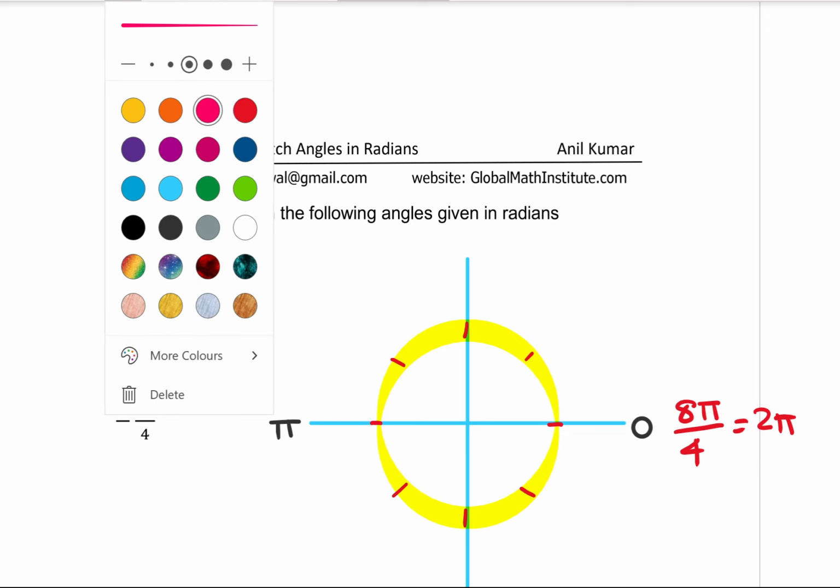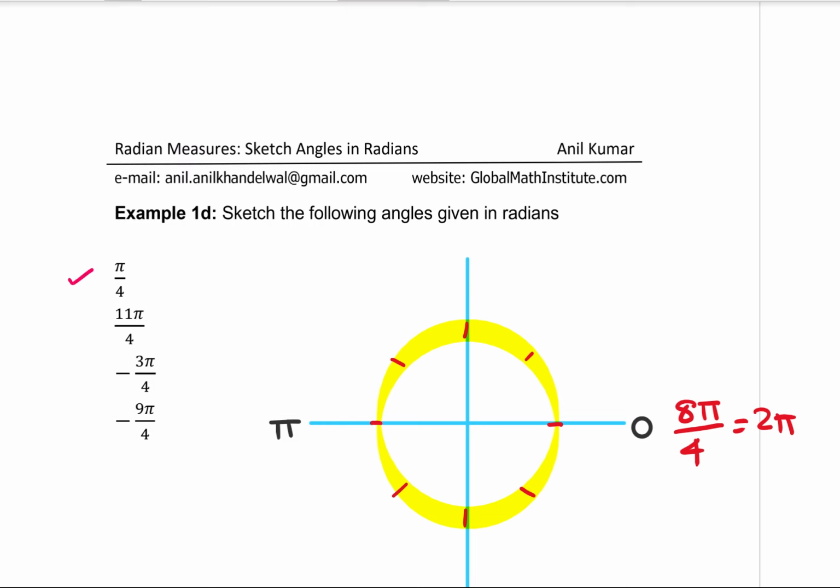So the very first one here is pi by 4 itself. So to connect the first 1/4 with the center, the terminal arm makes an angle with the x-axis, which will be pi by 4, right? So this I'm writing here as pi by 4. The next one here is 11 pi by 4. Means 1, 2, 3, 4, 5, 6, 7, 8, 9, 10, 11. So that should be 11 pi by 4. Clear? So let's connect this time with the center, and that becomes 11 pi by 4.